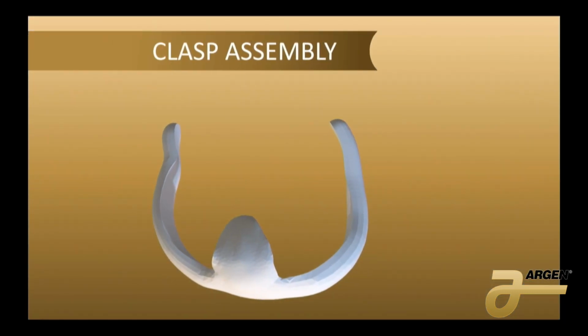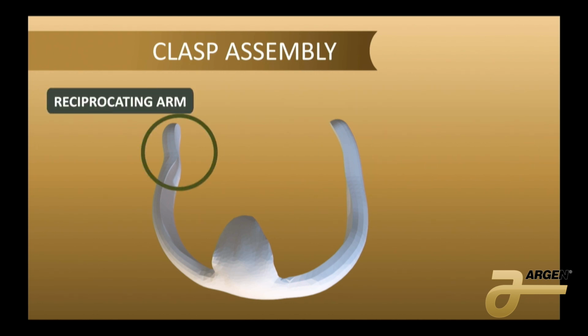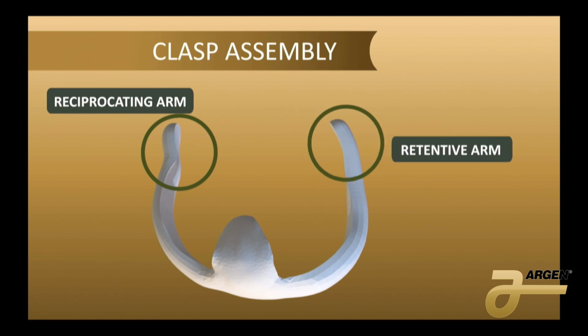So, the clasp assembly. What we have is a reciprocating arm, a retentive arm, a rest seat, and below the rest seat, a guide plane. Every clasp assembly is made up of similar forces, even if it's an I-bar, which we'll talk about in a moment, or in this case, a C-clasp. Has all of the same components that make it a clasp assembly. The whole assembly has all these pieces.